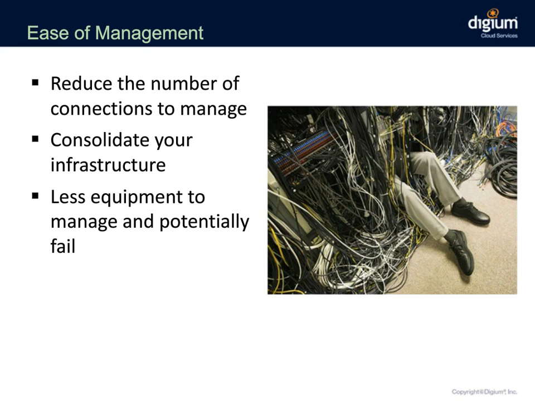Ease of management. You can reduce the number of connections to manage, like we mentioned already. Consolidate your infrastructure. Fewer connections to manage, simpler. It requires less frustration or generates less frustration for your IT group. Fewer connections to manage, and then less equipment to manage and potentially fail. You don't have the piece of hardware that connects the PRI to your office that you have to manage and have another point of failure as well.